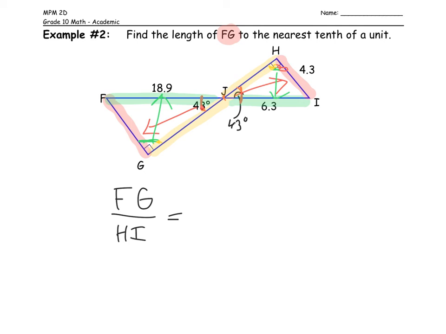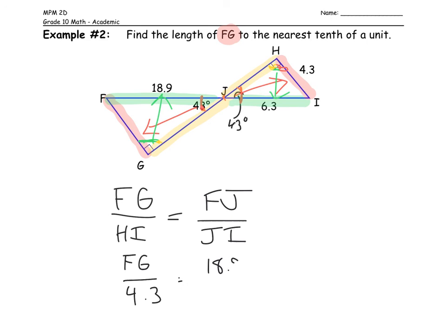And again, remember, I want to have all the pieces of information from the same triangle on the same side of the fraction. So that means that what I'm going to put up here has to be from the same triangle as side FG. And so for me, that's going to be FJ. So FJ is proportional to JI. So let's fill in some information here. So FG is my unknown side. HI is 4.3. FJ happens to be 18.9. And then JI is 6.3.